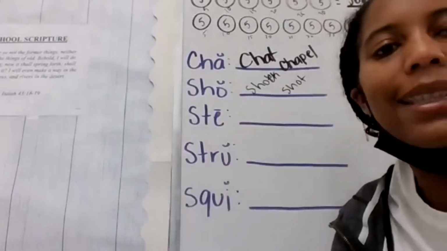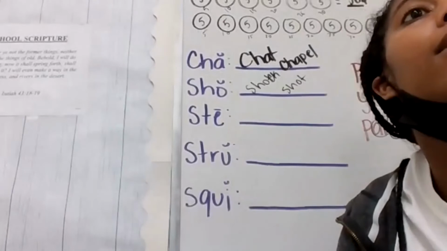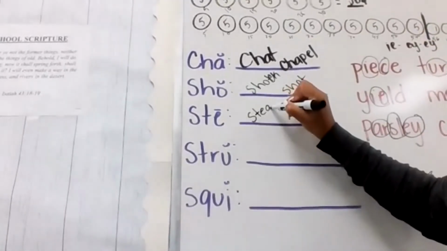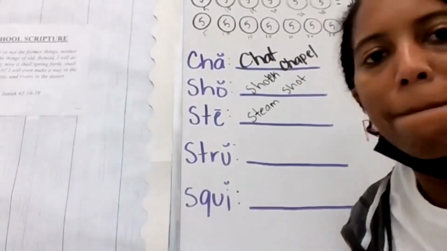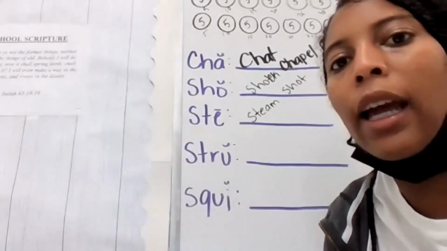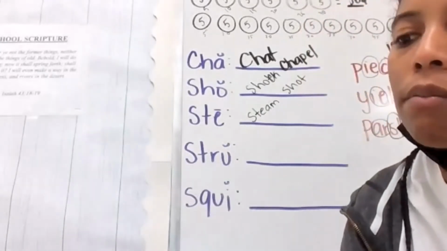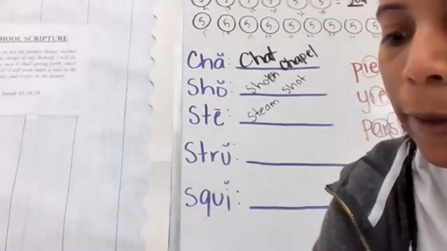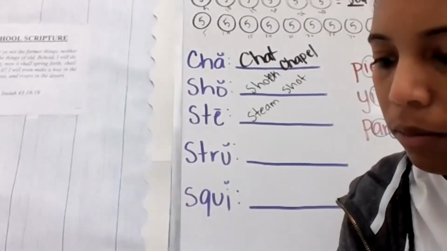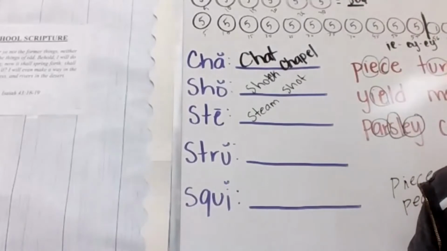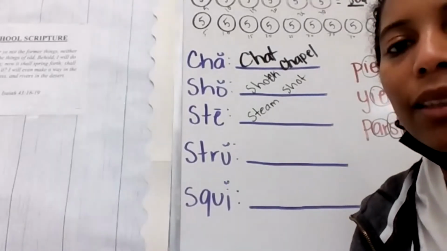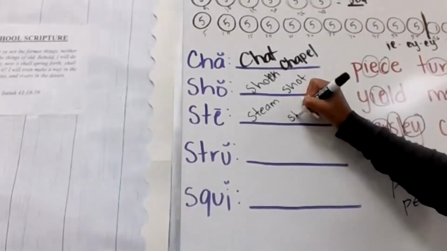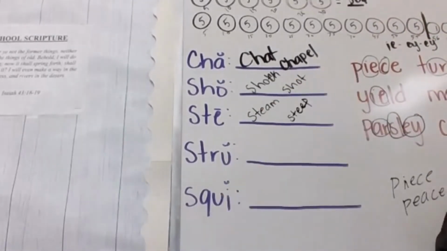Steve. Oh, like steam. Steam. Okay, Dennis, you have one. Okay, Avaya, Steve. Stem. Steep. Struck.